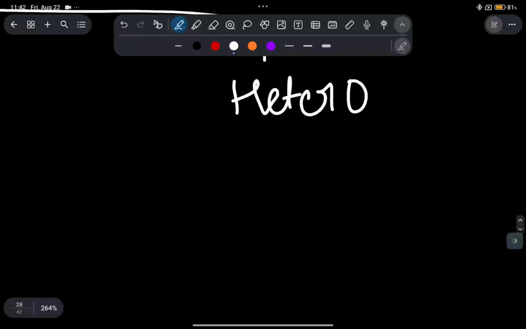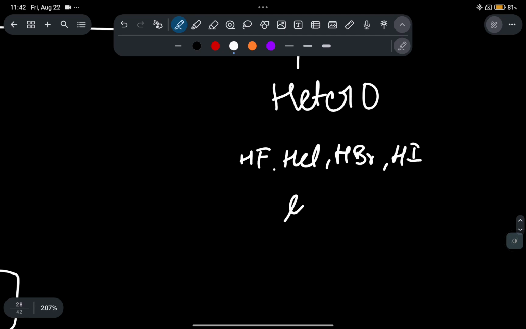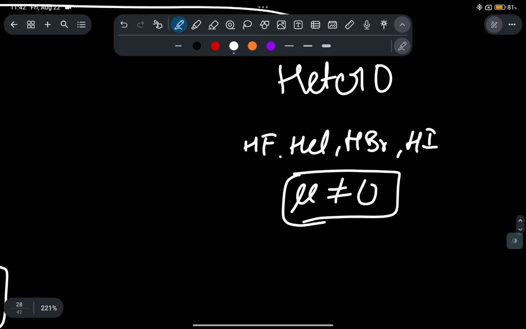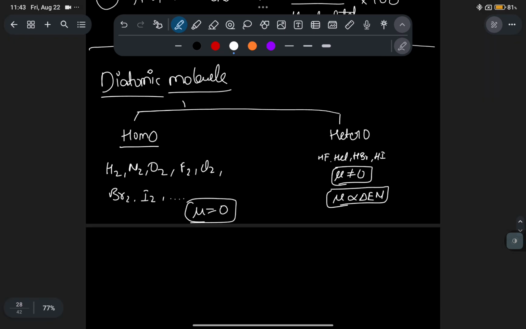Whereas a heteroatomic molecule has different atoms, like HF, HCl, HBr, and HI. There mu is not equal to 0, so they are unsymmetrical. Mu is directly proportional to the change in electronegativity in a heteroatom molecule. So these are the two types of diatomic molecule.